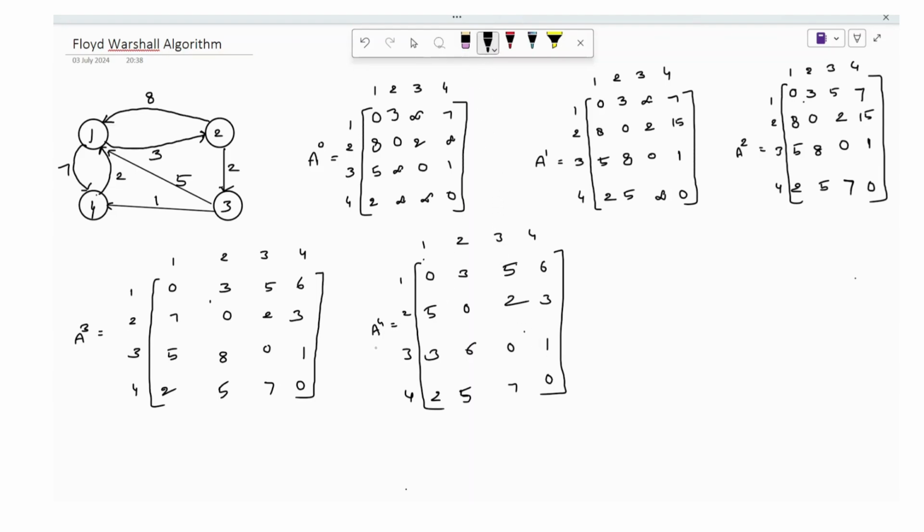So this A4 matrix will represent the shortest path between any pair of vertices in this given graph. So if I want to know the shortest path between 1 and 3, it is 5. If I want to know the shortest path between 3 and 2, it is 6. That's the shortest path that is available.